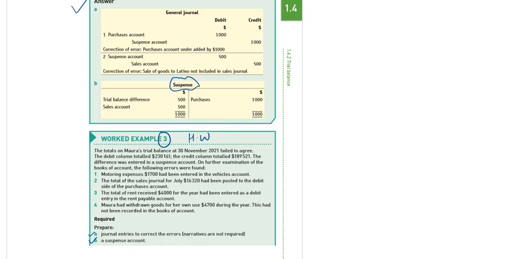T account. Okay. So the trial balance difference was 500. Purchases increased by 1,000 and sale increased by 500. So 1,000 is equal to 1,000 in the suspense account. When the suspense account tallies, it means the suspense account automatically will be removed because there is no debit and credit in the suspense account.